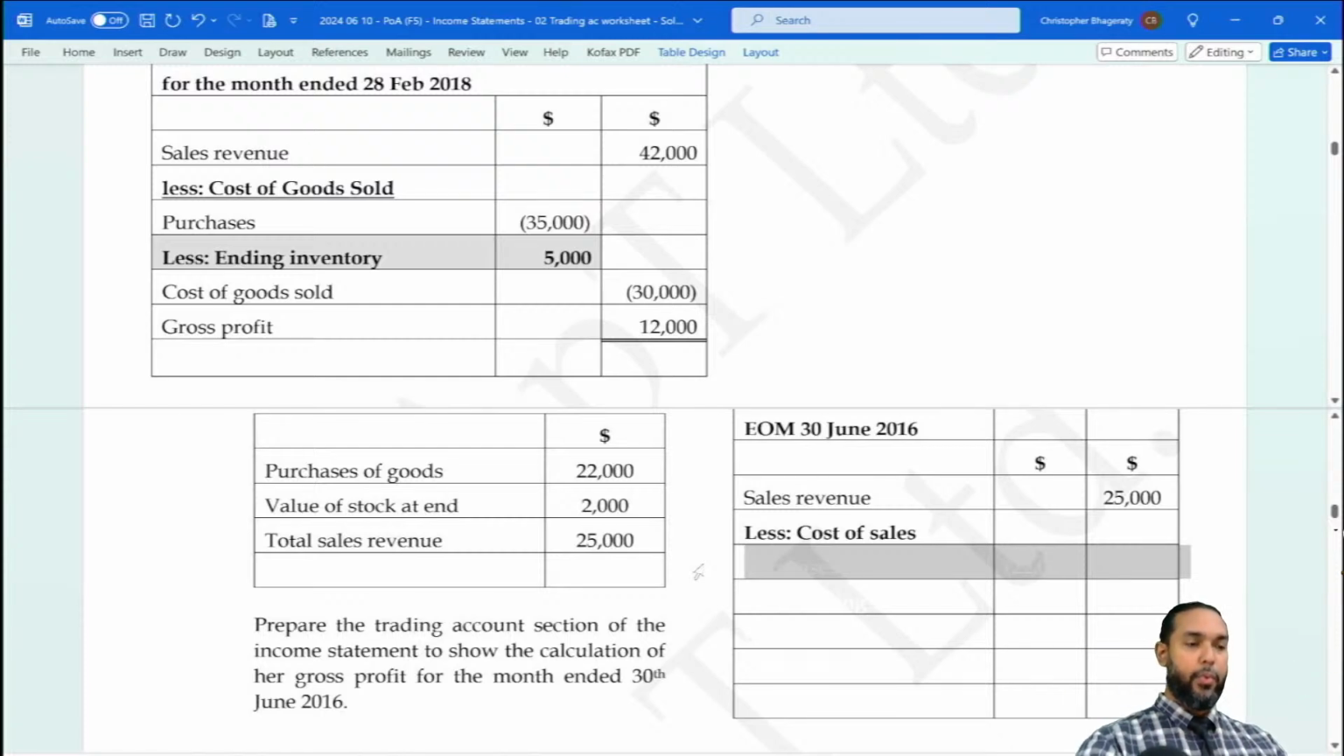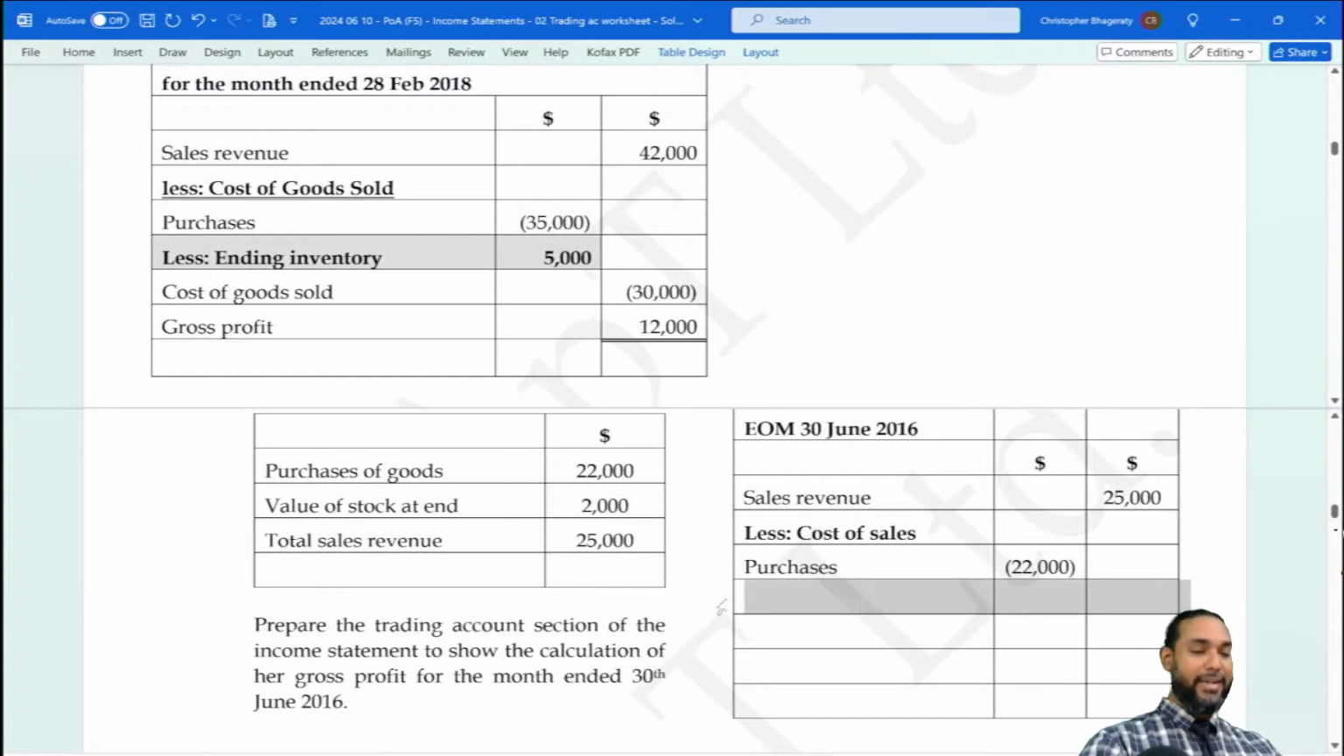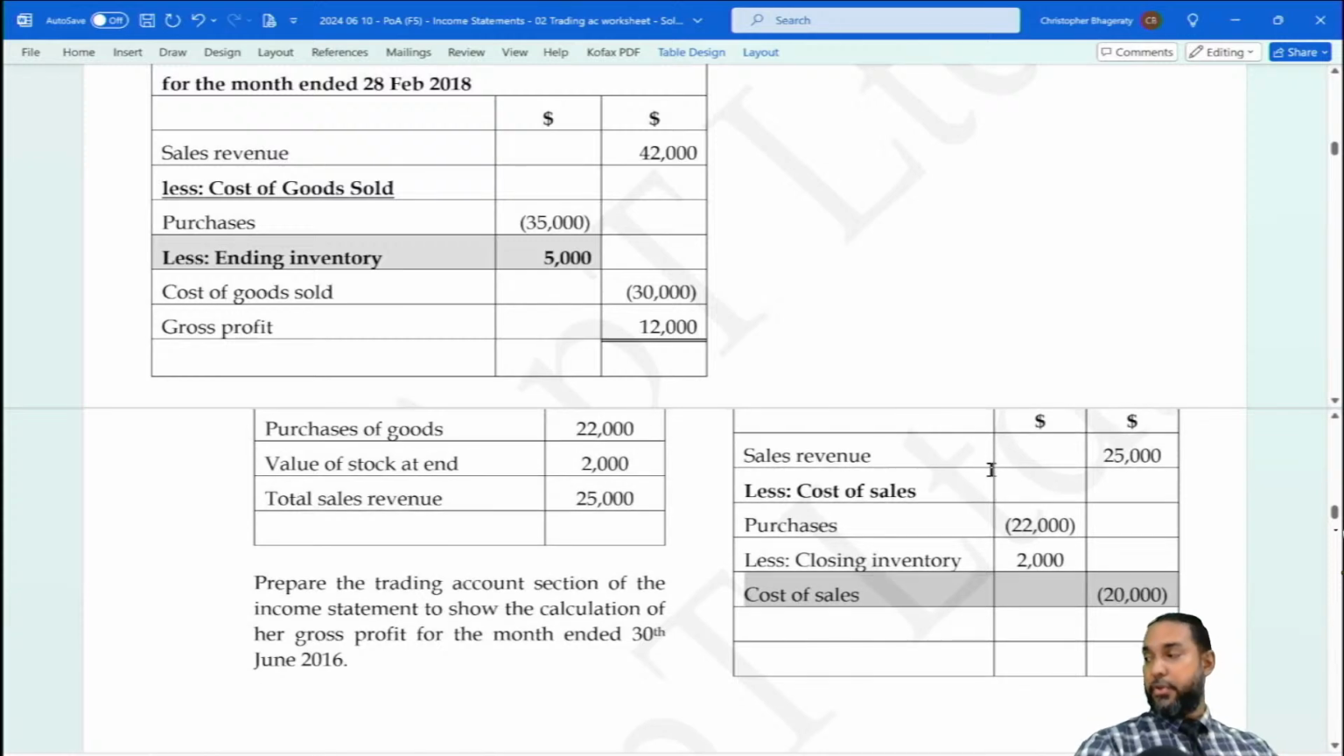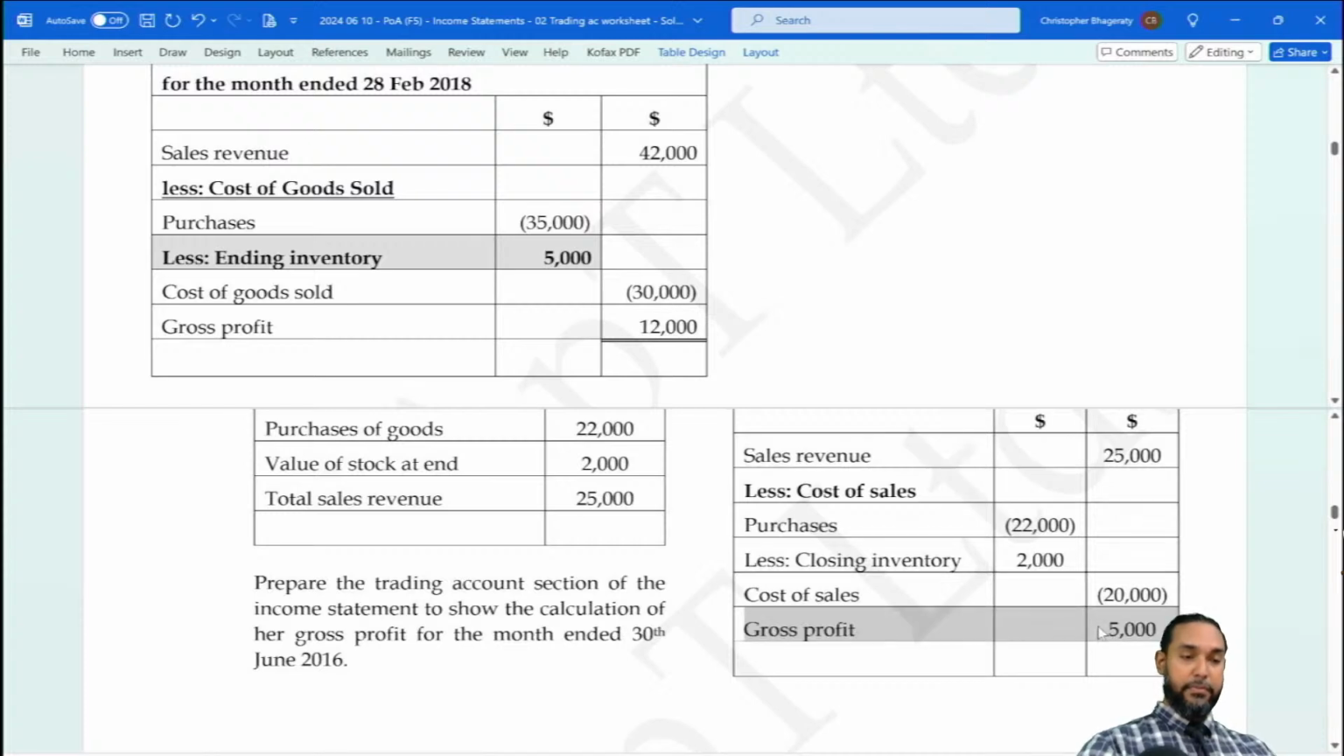Now we're going to start with the purchases because that's where it normally starts from. Actually, I have to take that back. Anyhow, that's what we started with. So we bought 22,000 worth of goods and we had 2,000 left at the end. If you bought 22,000 and have 2,000 left, it means you sold how many? 20,000 worth. So you sold 20,000 worth of goods for $25,000. So you made a profit of how much? 5,000.